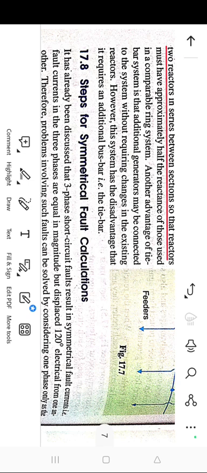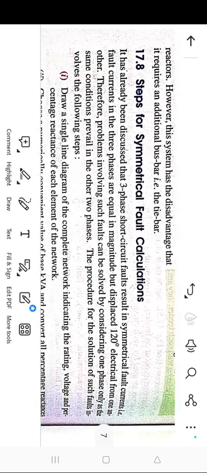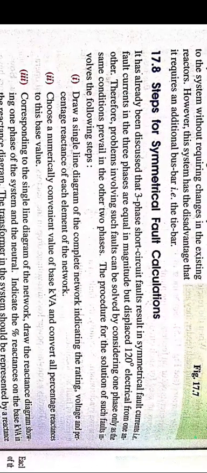Steps for symmetrical fault calculation. It has already been discussed that the three-phase short circuit currents in a symmetrical fault are equal in magnitude but displaced 120 degrees electrical from one another. Therefore, problems involving such faults can be solved by considering one phase only, as the same conditions prevail in the other two phases.